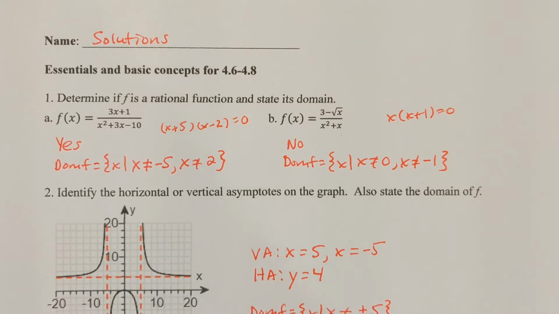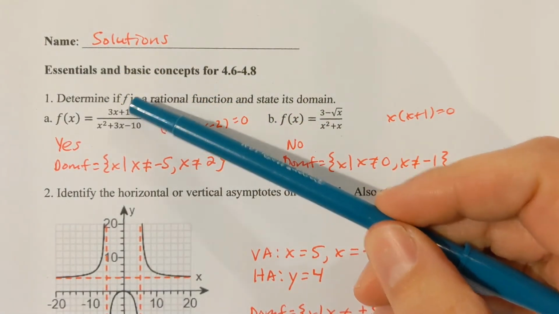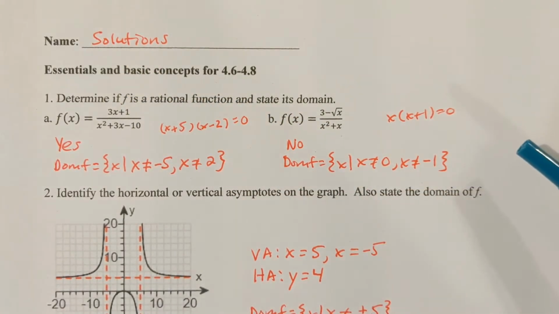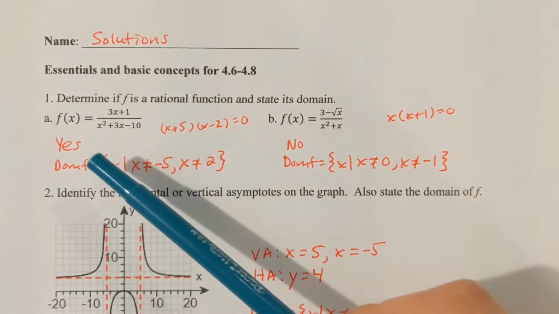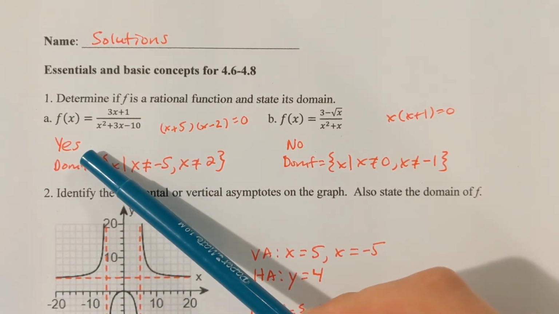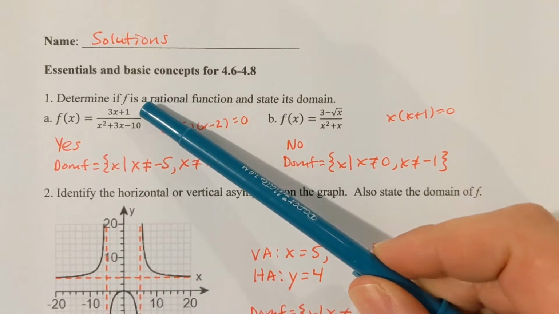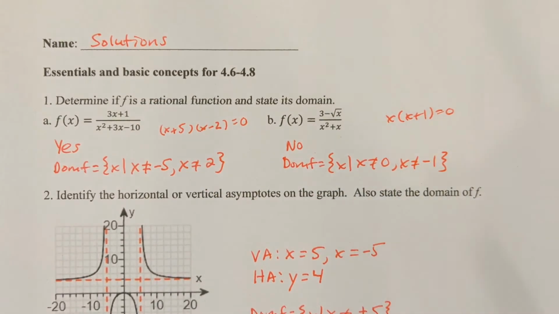Problem 1, determine if f is a rational function and state its domain. Okay, the definition of a rational function is where you have a function of the form polynomial over polynomial. So the function given in A would be a rational function since we have a polynomial in the numerator and a polynomial in the denominator.